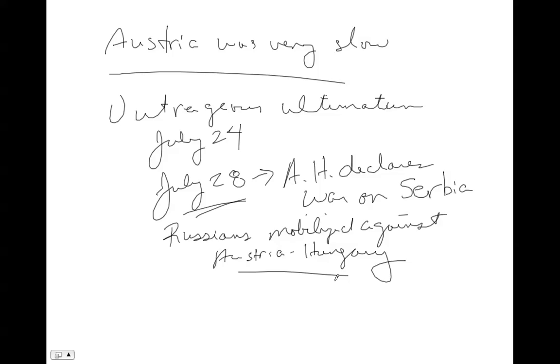So they looked at Russia's mobilization against Austria-Hungary as a mobilization against themselves, against Germany. Okay, so Germany looked at Russia's mobilization against Austria-Hungary as a threat to them. But instead of attacking Russia, because they knew if they attacked Russia, then France was going to invade, what they did was they put the Moltke Plan into effect and invaded Luxembourg and Belgium.